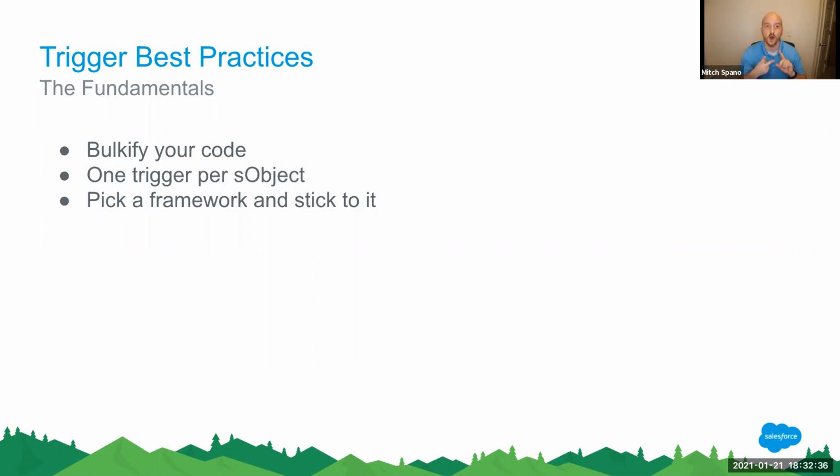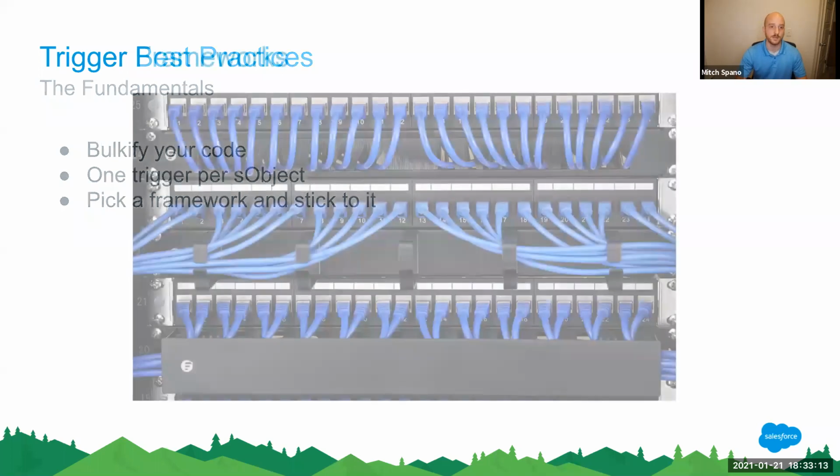Number 2 is always pick one trigger per sObject. And we'll get into that in just a little bit. But that is a very fundamental, well-documented best practice about writing triggers in Salesforce. And the third one is pick a framework and stick to it. Frameworks are there to help you, and they're there so that when you want to implement new functionality, you don't need to worry about a lot of the hard thought, because it's actually taken care of for you. So we'll get into what a trigger framework is in just a moment. In fact, that's the next slide.